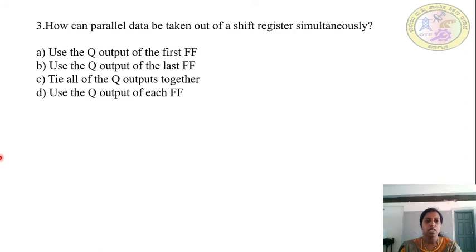Third question. How can parallel data be taken out of a shift register simultaneously? A. Use the Q output of the first FF. B. Use the Q output of the last FF. C. Tie all of the Q outputs together. D. Use the Q output of each FF. Answer D, use the Q output of each FF.